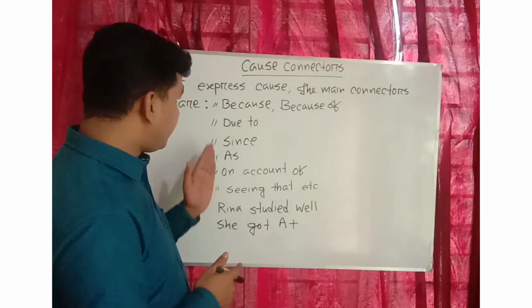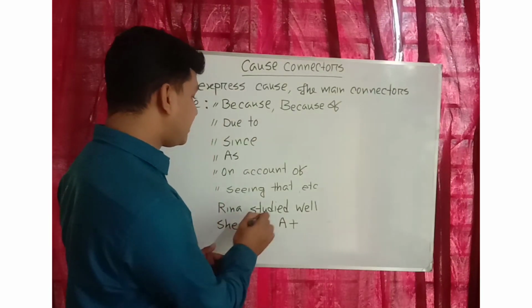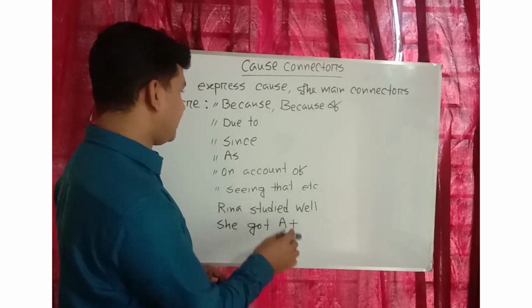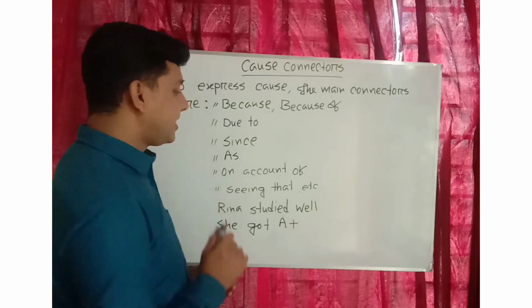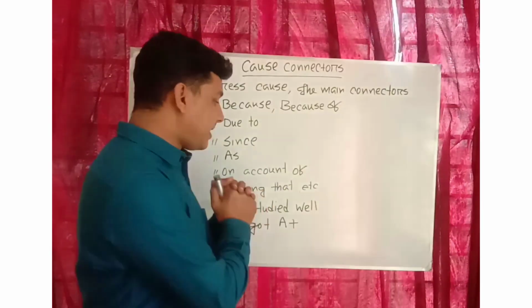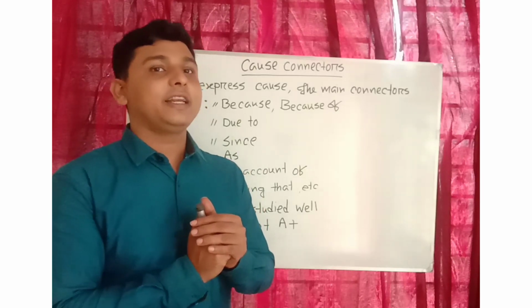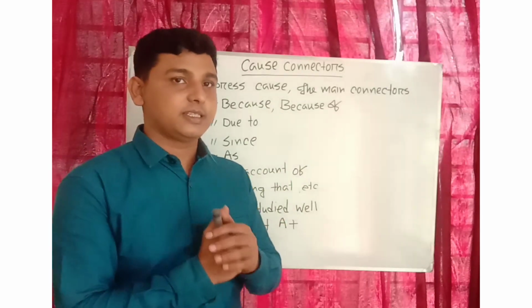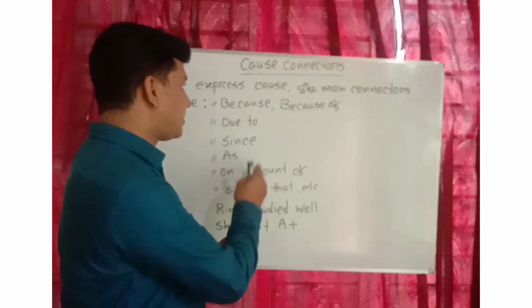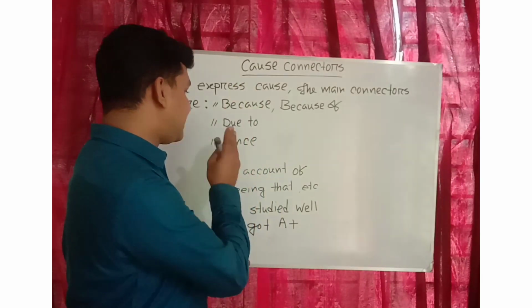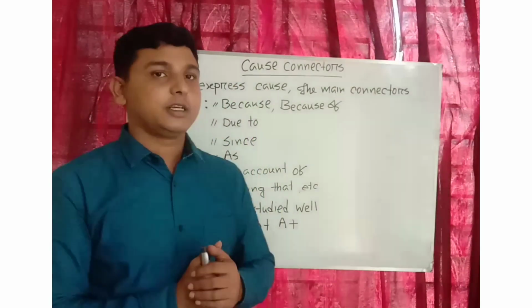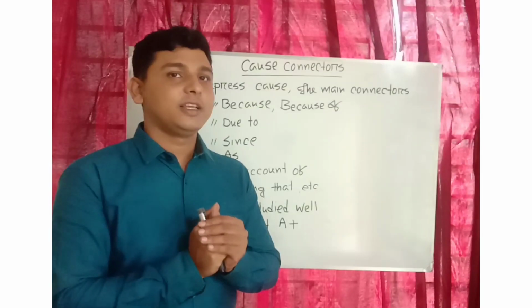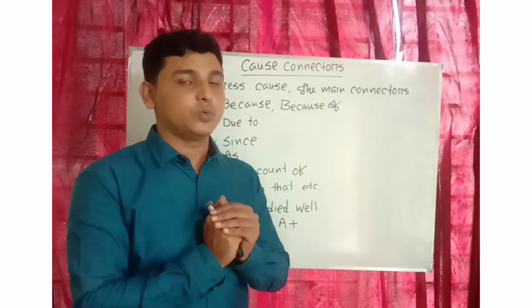See the examples. Because of Rina studying well, she got A+. As Rina studied well, she got A+. Since Rina studied well, she got A+. So according to these sentences, whenever we find a relationship of reason between two sentences, we will use these connectors: because of, due to, since, as, on account of, seeing that. So first we'll find out the relationship, then we will use the connectors. Which connectors will suit here?